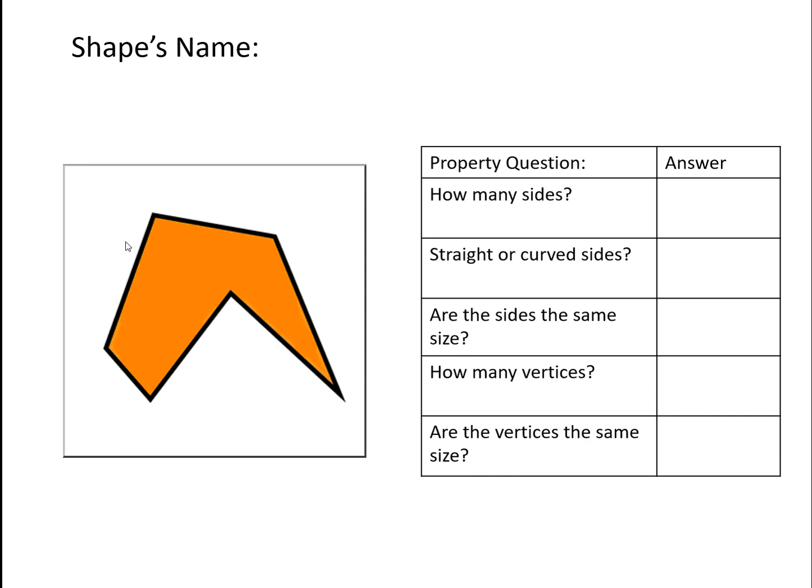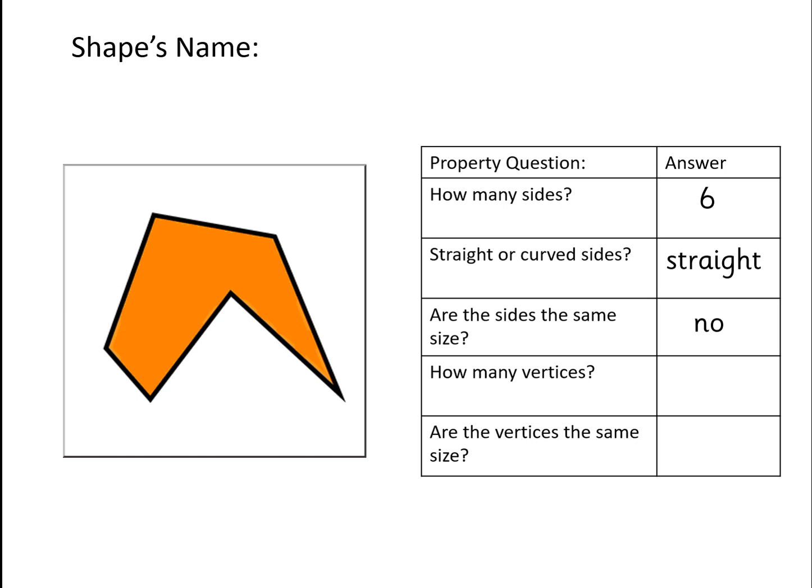Okay, so how about this shape? It's got 1, 2, 3, 4, 5, 6 sides. And all of them are straight. Are the sides the same size? I think you can see they're clearly not. That one's tiny, whereas that one's quite long.